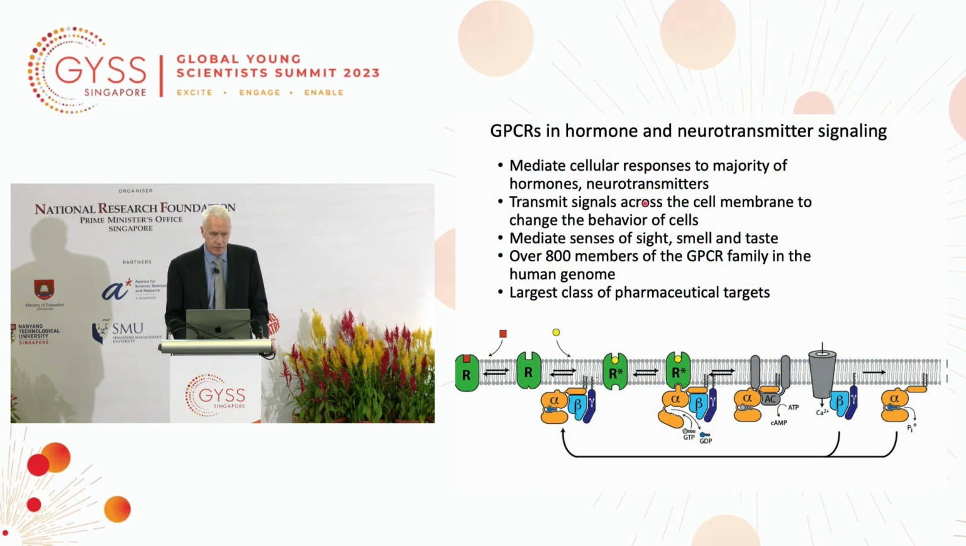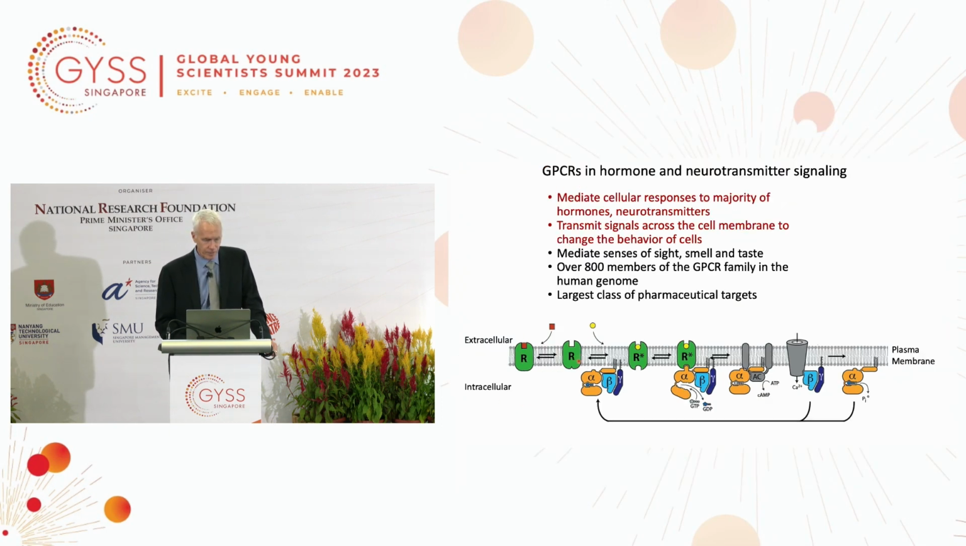So what are G protein coupled receptors? They mediate the majority of our body's responses to hormones and neurotransmitters. And shown here is the basic paradigm of how these work. So this is a receptor in a membrane. A hormone or neurotransmitter will bind to the receptor, change the shape of the receptor so that it is now recognized by proteins called G proteins. And these include three components: an alpha, a beta, and a gamma subunit.